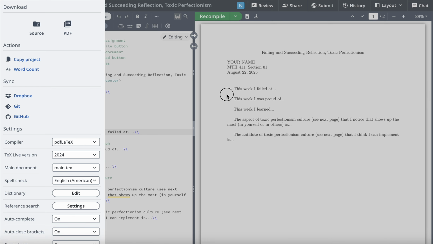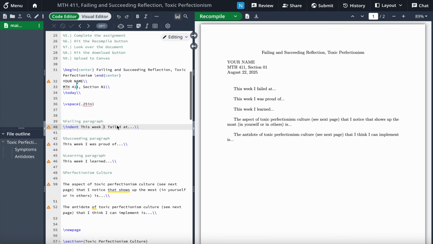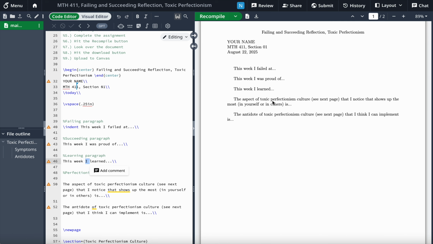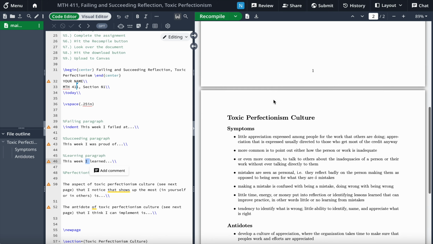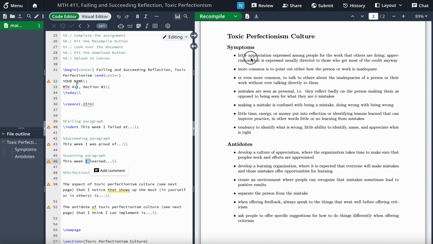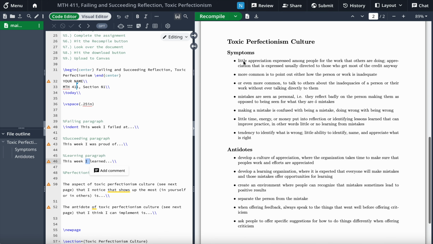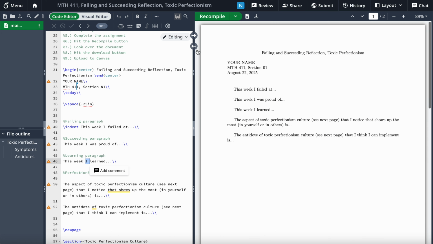filling out the assignment. Again, this week I failed at, what were you proud of, what did you learn, and then these two reflective paragraphs about toxic perfectionism. And if you forget what toxic perfectionism was from our in-class conversation, here are the symptoms of toxic perfectionism, and then here's the antidote. And that'll be available every week.